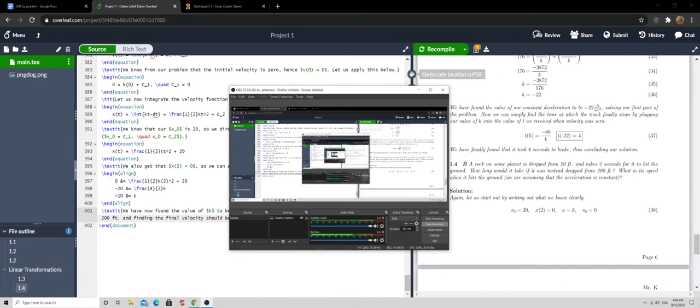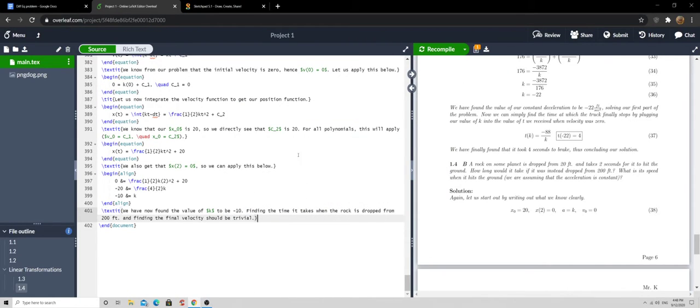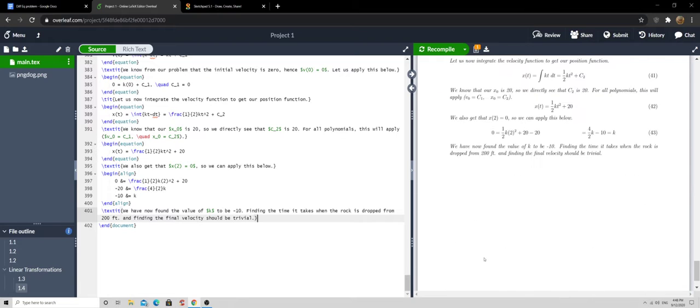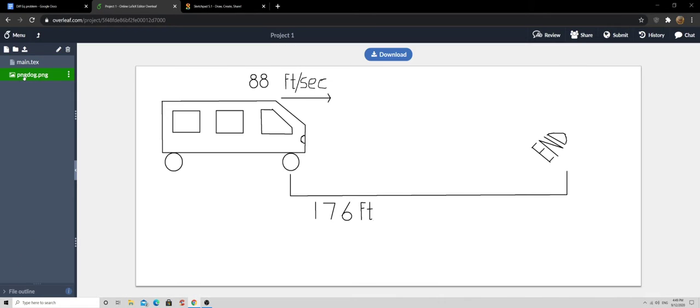Okay, welcome back everyone. Today I'm making another video on LaTeX. Also, don't mind this. This is just a quick sketch. I called it PNG dog because why not?